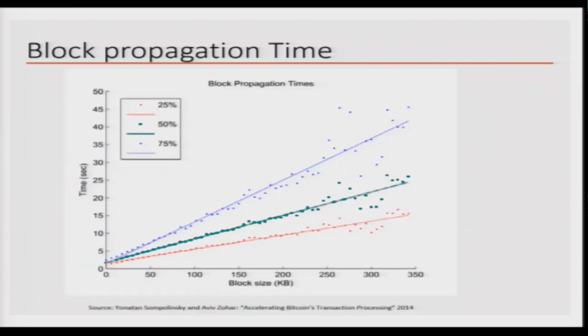Now, if we look at the real block propagation time, this is the quartiles being plotted. This is the 25% quartile, this is the 50% quartile, and this is the 75% quartile. You see that 25% of them reach all the nodes in like 15 seconds. The 50% of them reach in about 25 seconds, and then there are some which take about 40-45 seconds. So, that is the overall propagation time. As the block size increases, the propagation time also increases. That is what we see here.